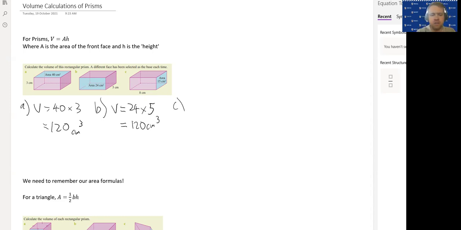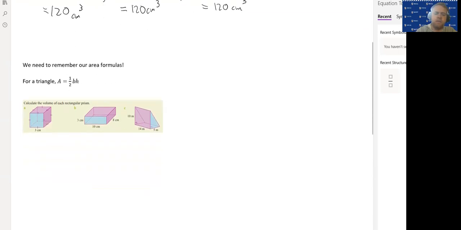And then finally, here we have the volume. The area of the face is 15. The height is 8. So we get 80 plus 40. It's also going to be 120 centimeters cubed. You can see all of these different prisms end up with the same volume just because of the way that the area and the height interact to give us 120 centimeters cubed each time.